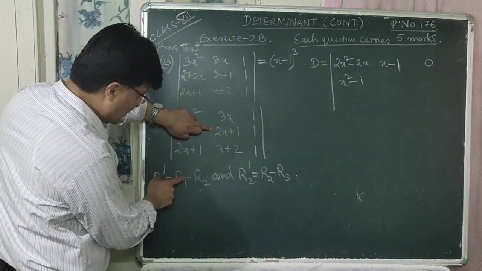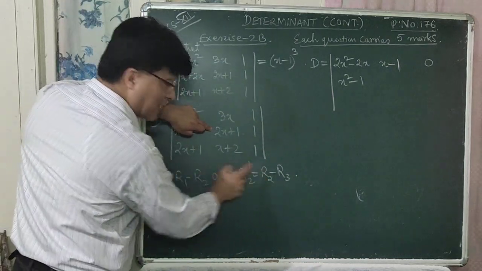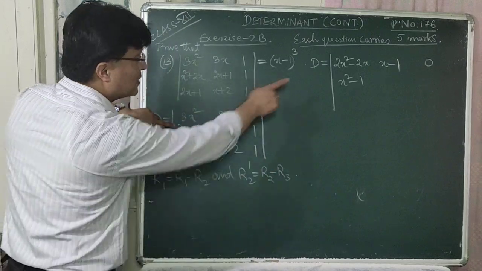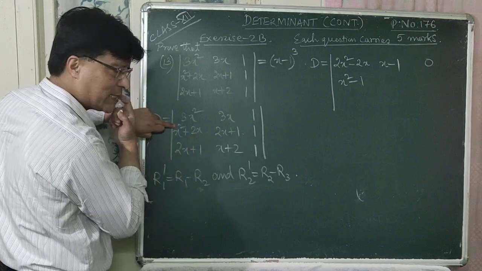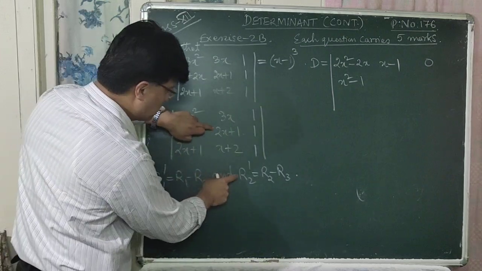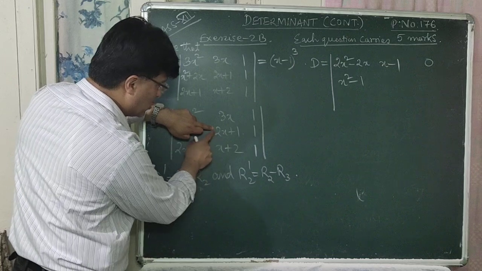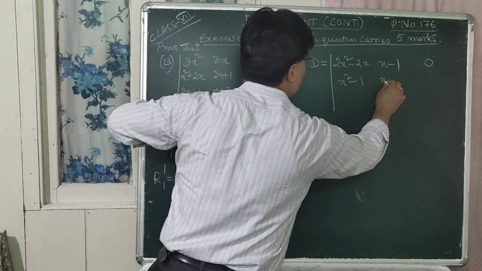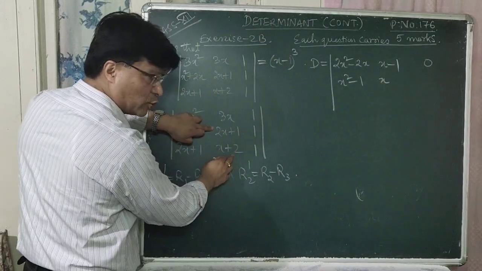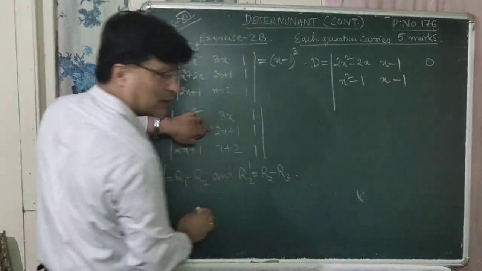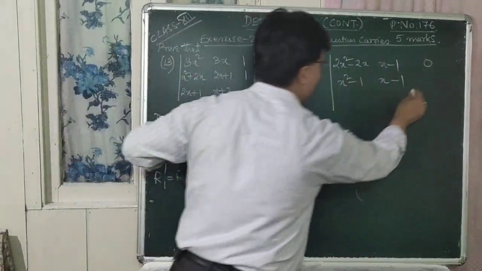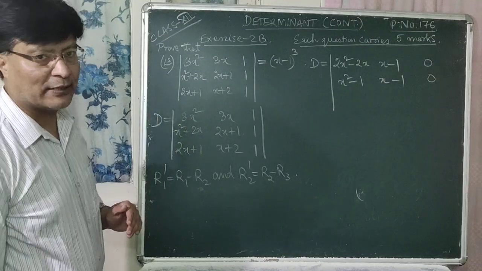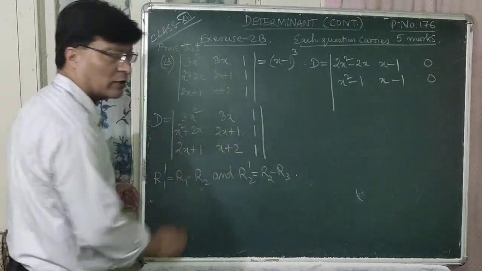Next, again R2 dash is equal to R2 minus R3. We are using here R2 minus R3. So we get there x square minus 1. This 2x gets cancelled, right? Next, again R2 dash is equal to R2 minus R3. 2x plus 1 minus x minus 2. That is 2x minus x is x. Then plus 1 minus 2, minus 1, right? Next, what is 1 minus 1? That is 0. Is that clear? So this is your new second row. So third row remains same.